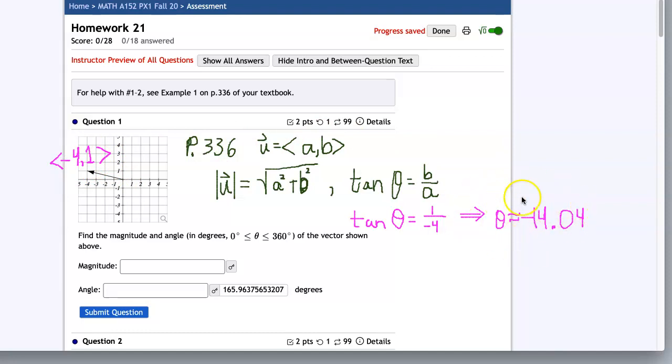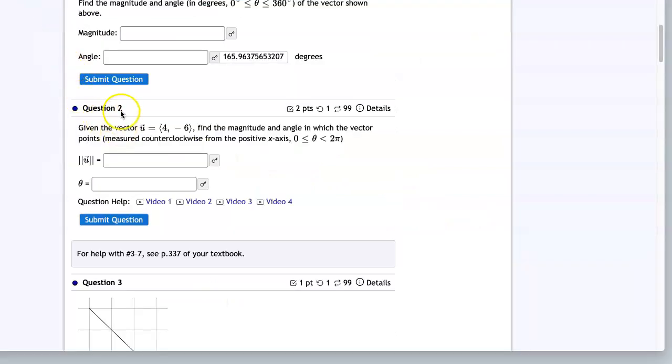And thinking about the fact that our vector is in the second quadrant, we know that this is not an acceptable answer. So what we need to do is add 180 degrees onto this value so that we can go from down here in the fourth quadrant up here to the second quadrant. And when you add negative 14.04 and 180, you do get the result that we had already said was the answer, 165.96 degrees.